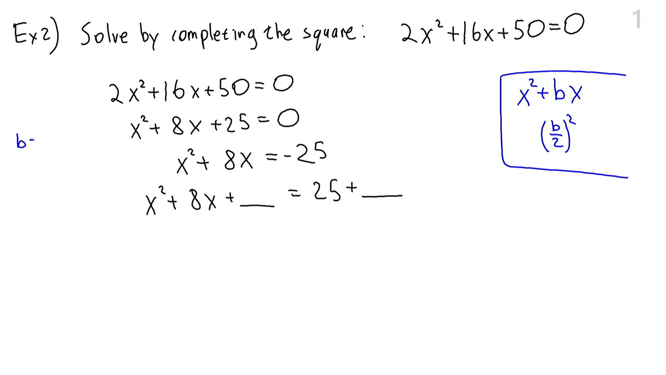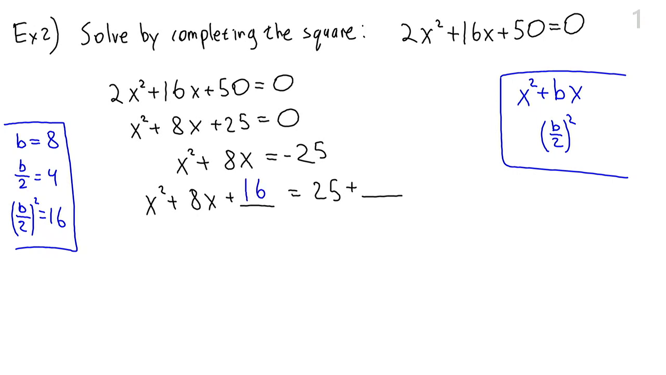Now in this case, our b is 8. b divided by 2 is 4. b divided by 2 squared is 16, our little side computation here. So that's what we do. We add 16 to both sides.